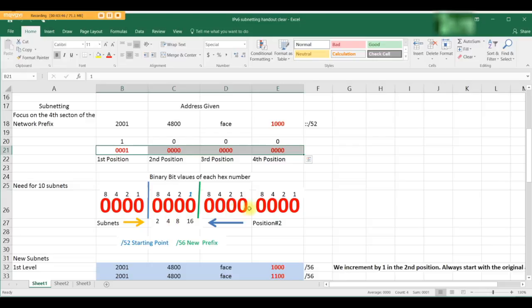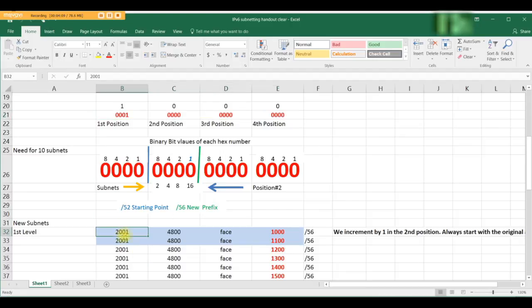And then you start counting from that on from left to right, counting for however many subnets you require. And then wherever you stop and you draw your new line, the bit value to the left, that's your increment. As in this case, 1 was our increment. Okay? And you will always start with what you were given and then you assign the new prefix to it, and then you start incrementing in the correct position, in this case being position 2. That's all there's to it.